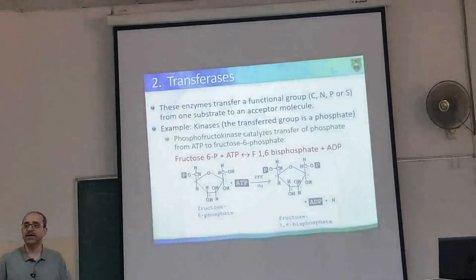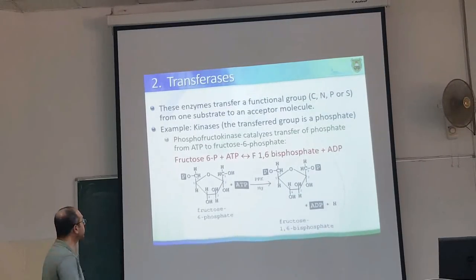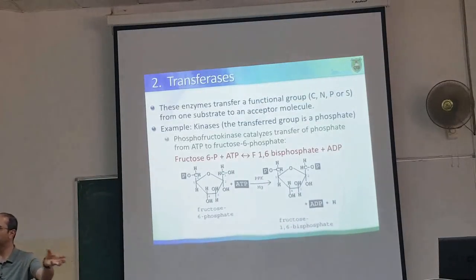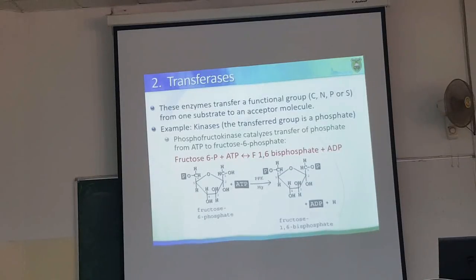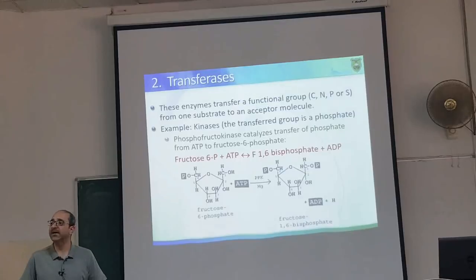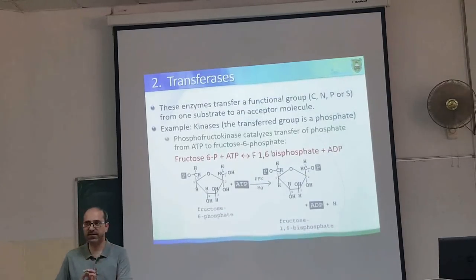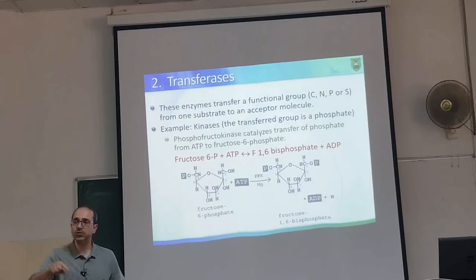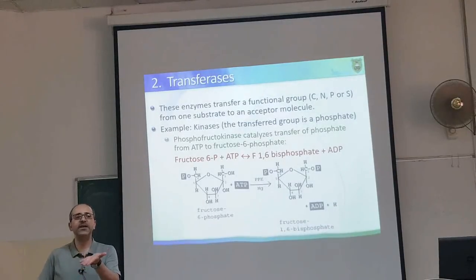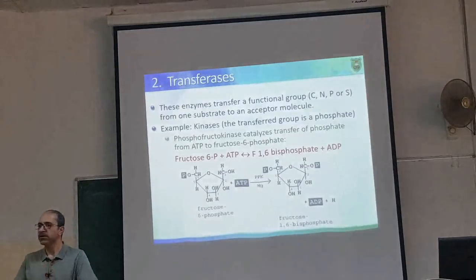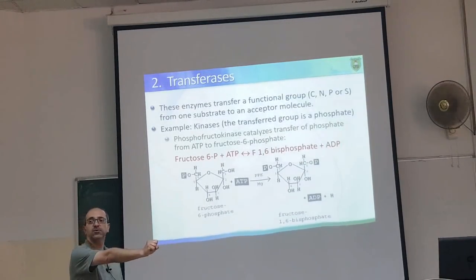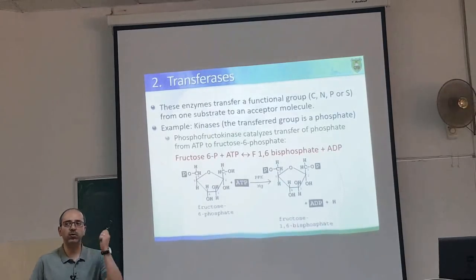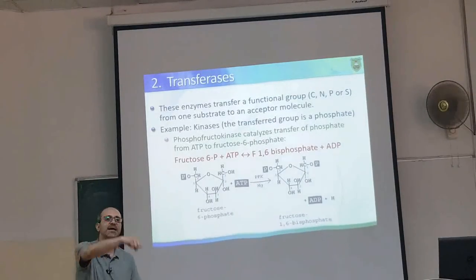Second class: transferases. They transfer functional groups. So they take a functional group like an amino group or a carboxylic group, and they transfer these groups from one molecule to another. There are different types of enzymes, most notably the enzymes known as kinases. Kinases are transferases that transfer phosphate from a high energy molecule to a substrate, to another molecule. An example of the high energy molecule is ATP. So it takes phosphate from ATP and gives it to the substrate. The substrate becomes phosphorylated. When I say a molecule, a sugar, or a protein is phosphorylated, it means a phosphate group is added to this molecule.